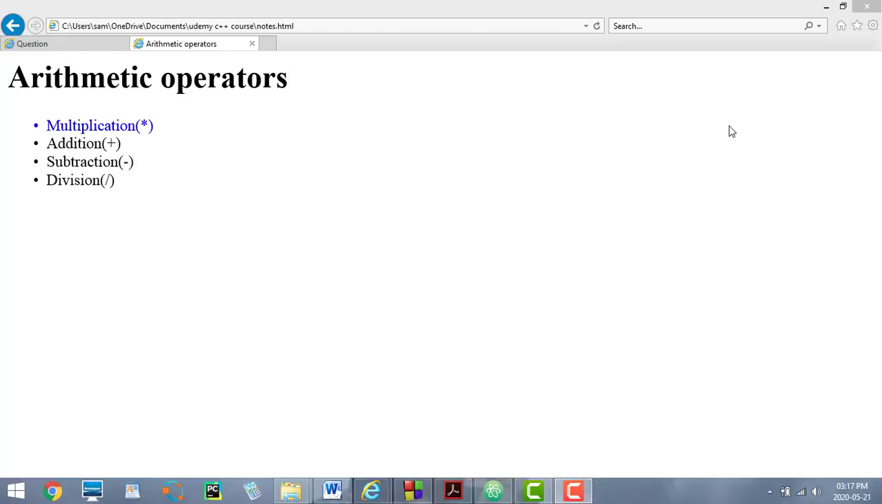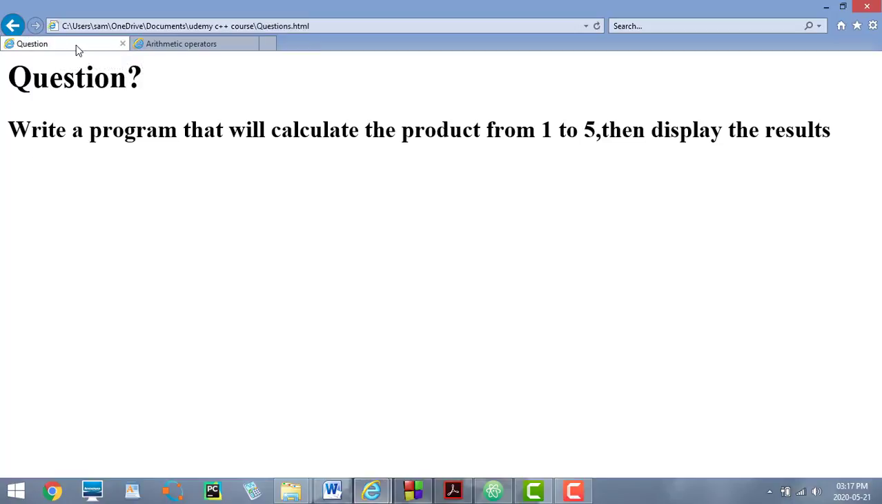Okay, now we're gonna look at how computers perform calculations on different numbers. As you can see on the screen, we have four different types of arithmetic operators that we use to calculate numbers in math. They work the same way in math, but I just want you to look at their symbols here. And here we have a question. It says write a program that will calculate the product of numbers from 1 to 5. So just pause the video and get to work.